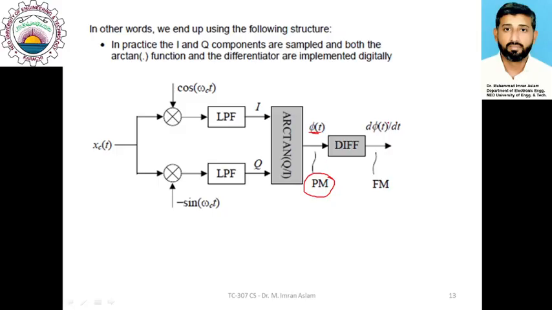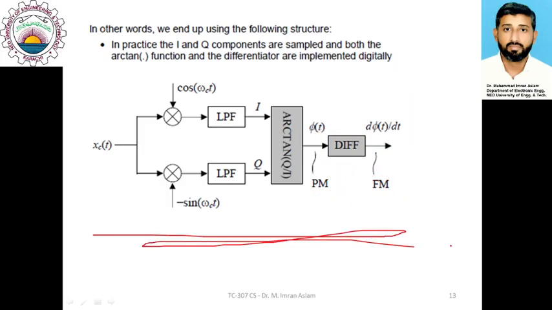However, if you are using FM for transmission, in that case you have to pass it through a differentiator in order to get the message signal from that phase information that we got from the synchronous detector at the previous stage. So you can see that this entire setup can be used for both PM as well as FM. The only difference is this differentiation operation.